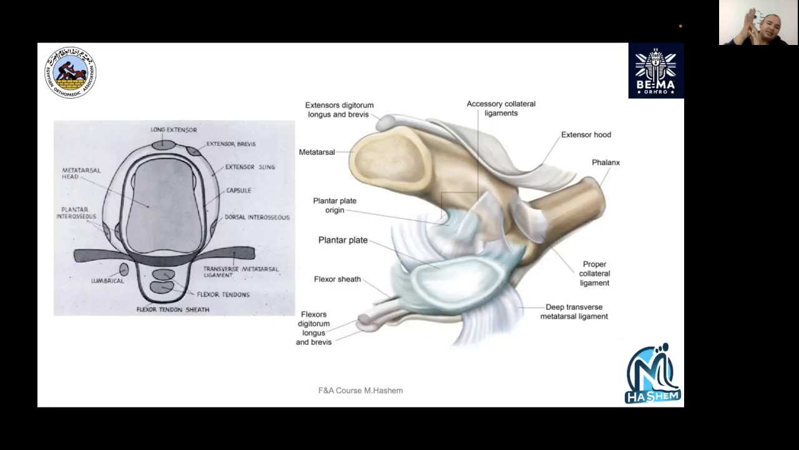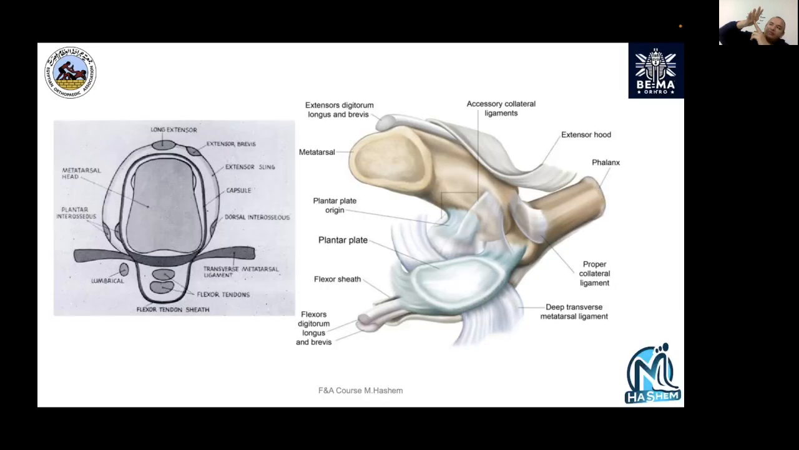Again, the plantar plate is a very strong fibrous plate. It's the same in the hand. It's here. It has two limbs attached to the metatarsal and one limb attached to the phalanx. It receives the attachment of the transverse intermetatarsal ligament and the attachment of the plantar fascia in the foot.